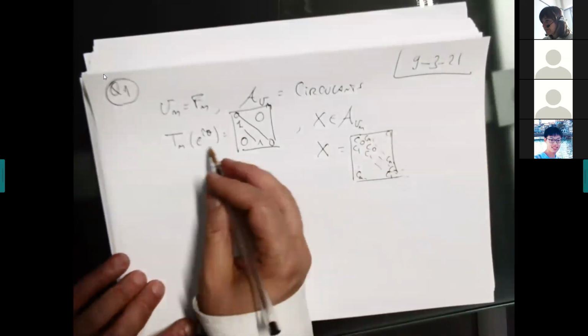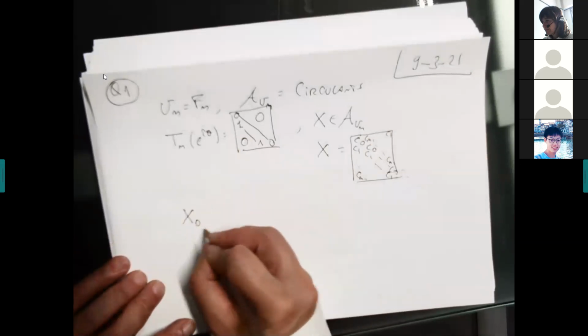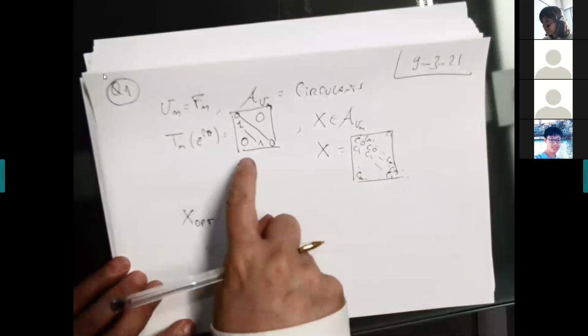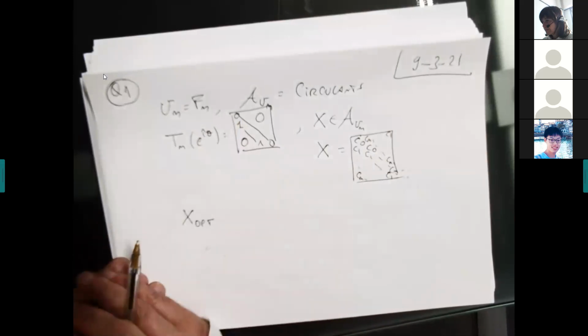Now, think of the optimal x, the one that minimizes the distance from this. Which coefficient c0 do you think will be the optimal one?